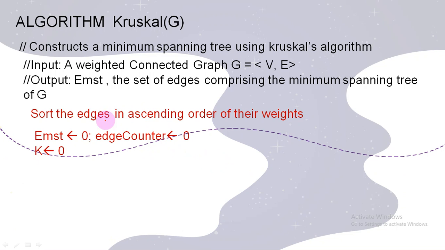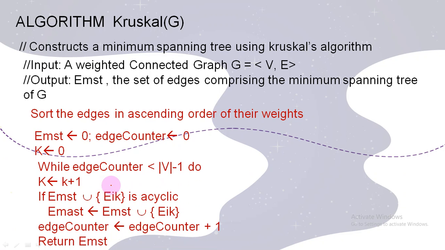It will keep a track of how many iterations the algorithm must have done. K equal to 0 is initialized as the number of processed edges. How many edges are processed before the minimum weight edge is included. Here is a while loop. While edge counter is less than cardinality of v minus 1, that is number of vertices minus 1, k equal to k plus 1. One of the edges is already processed.